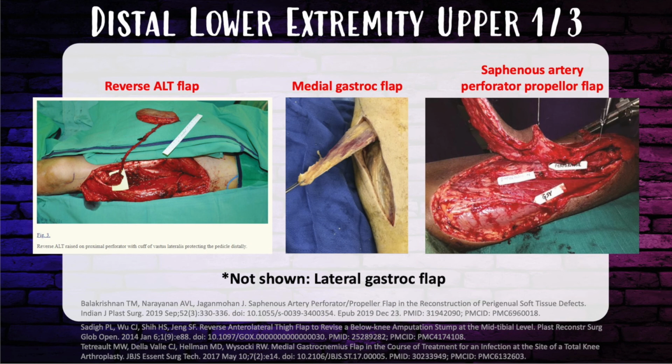Next is the saphenous artery perforator propeller flap. This is a fasciocutaneous flap from the medial knee. The pedicle is the saphenous artery from the descending genicular artery, and the nerve is the medial femoral cutaneous. It can be proximally or distally based, and just as I said before with the reverse ALT, it can be used for BKA stump defects.